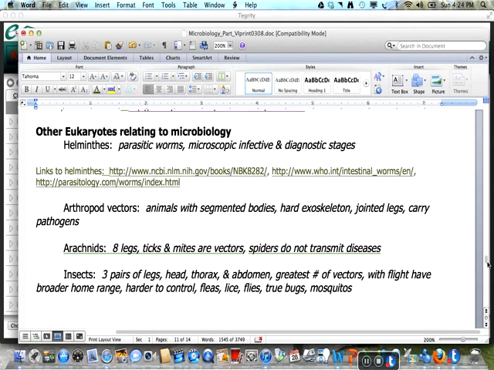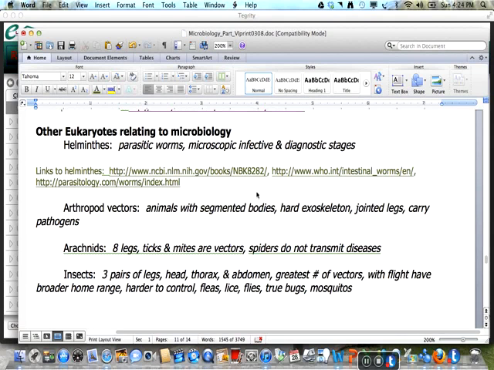The insects have 3 pairs of legs, a head, thorax, and abdomen. They are the greatest number of vectors. With flight, they have a broader home range and are hard to control. These include fleas, lice, flies, true bugs, and mosquitoes.